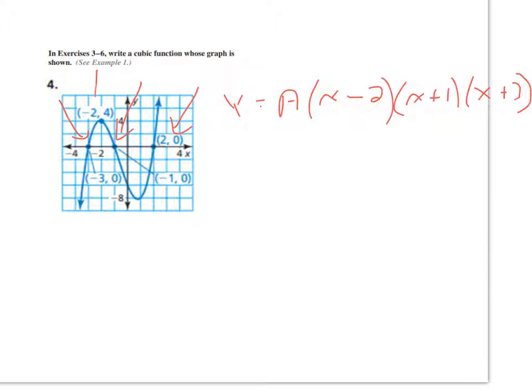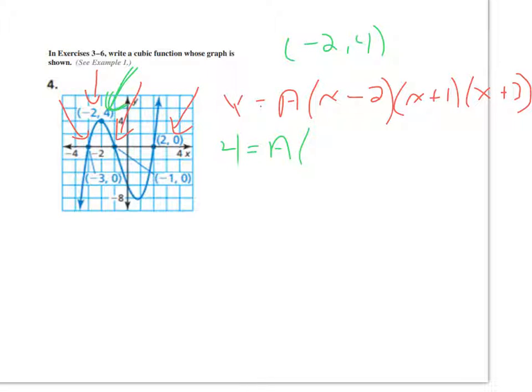inputting this point, negative 2, 4. I'm going to plug that point into x and y and see what happens. So when I do that, let me change colors. My y is now 4, because I'm inputting the ordered pair negative 2, comma 4. I can input any point on my graph that's not one of the x-intercepts, because if I do that, I'm going to get 0. But any which way, so 4 is equal to a times x.